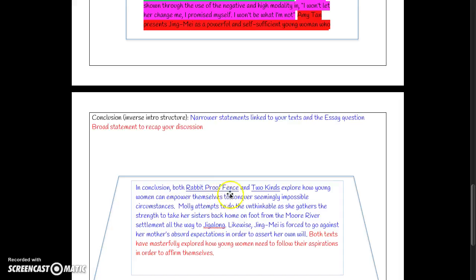In conclusion, both Rabbit Proof Fence and Two Kinds explore how young women can empower themselves to conquer seemingly impossible circumstances. Molly attempts to do the unthinkable as she gathers the strength to take her sisters back home on foot from the Moore River settlement all the way to Jigalong. Likewise, Jing Mei is forced to go against her mother's absurd expectations in order to assert her own will. As you can see, I'm linking to both. Both texts have masterfully explored how young women need to follow their aspirations in order to affirm themselves.